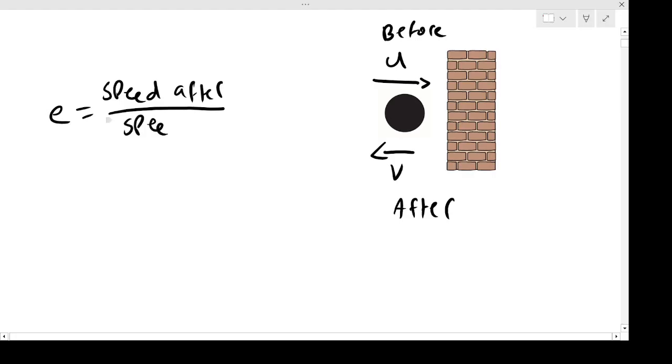Actually this is quite nice. There are no complications with this, because if I use these letters, it'd be v over u. So to work out the coefficient of restitution here, we divide the rebound speed, so the speed after, by the speed before, and there's only two speeds. It's simpler than last time because there's only one particle now, there's not two. So the coefficient of restitution is dead easy to work out in this case, dead easy.